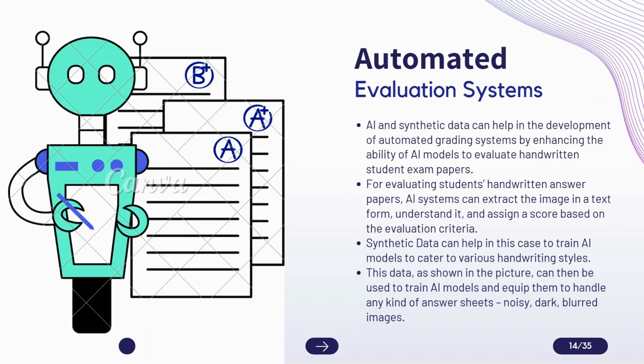The next application is the automated evaluation system. AI and synthetic data can help in the development of automated grading systems by enhancing the ability of AI models to evaluate handwritten student exam papers. For evaluating students' handwritten answer papers, AI systems can extract the image in a text form, understand it, and then assign a score based on the evaluation criteria.